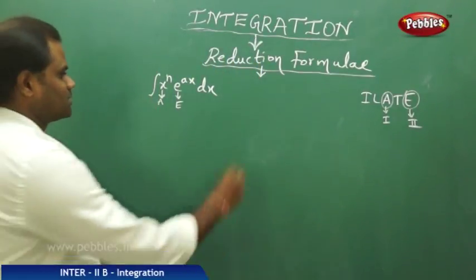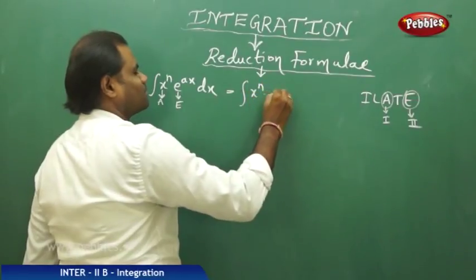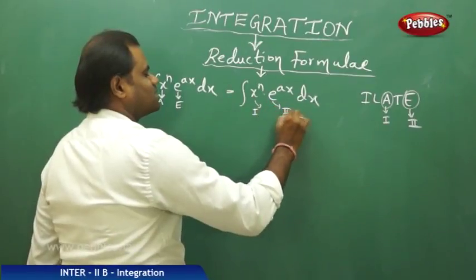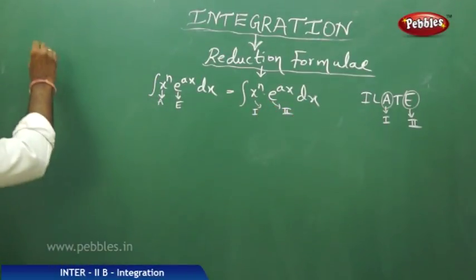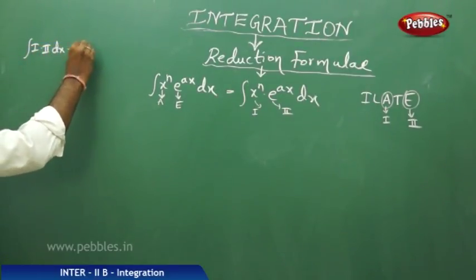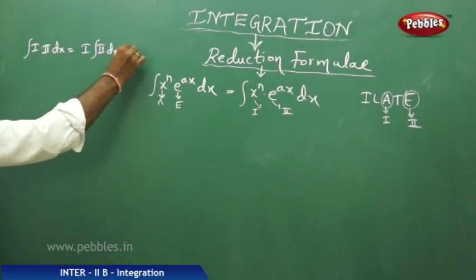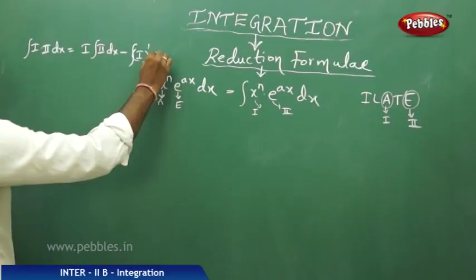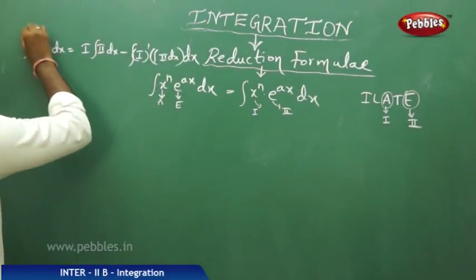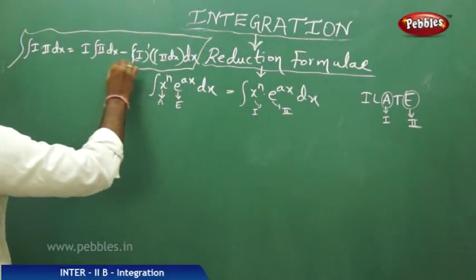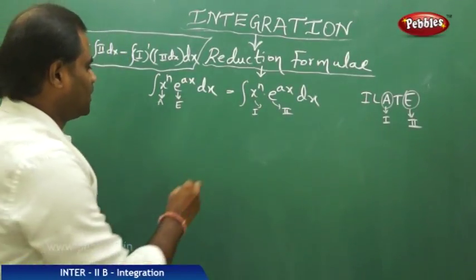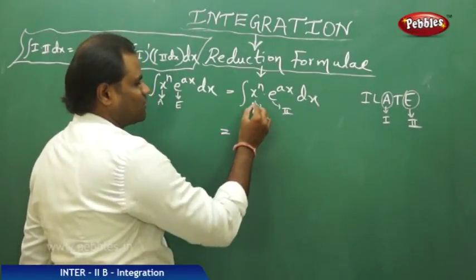So taking this as the first function, and this as the second function, integration by parts uses the formula: integral of first and second is first into integral of second minus integral of derivative of first into integral of second, whole of dx, is how we obtain.